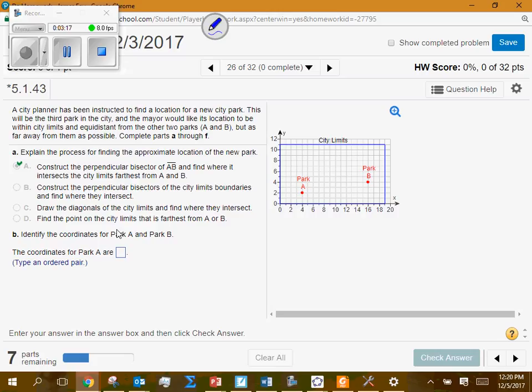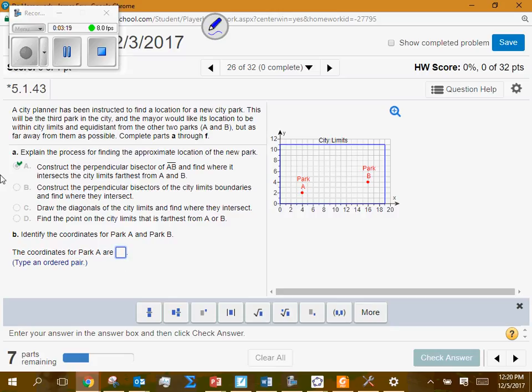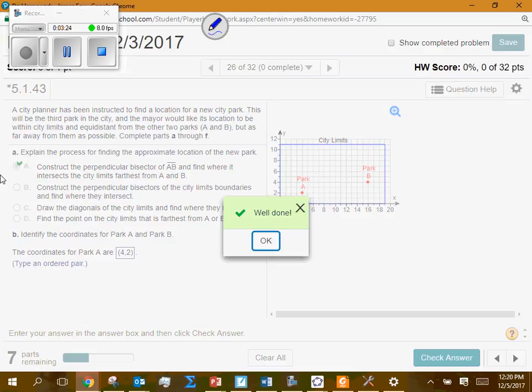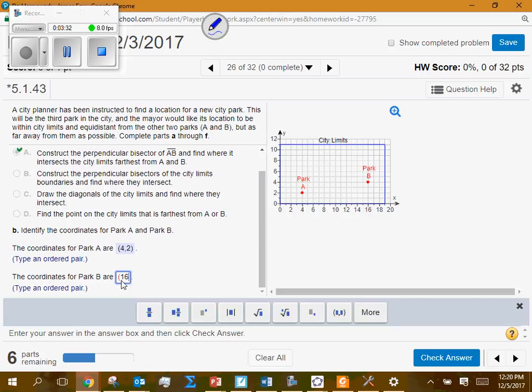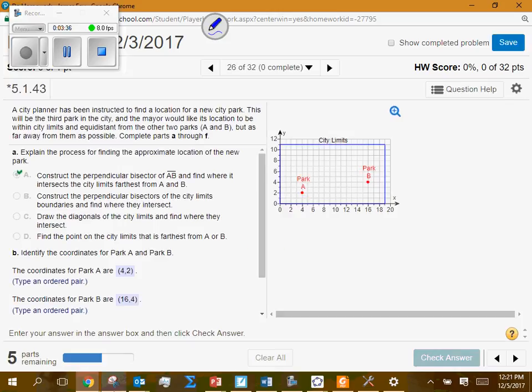And this says identify the coordinates of Park A and Park B. So Park A's coordinates look like they're at 4, 2. B's look like they're at 16, 4. Obviously, that should not have been something that we missed there, okay?